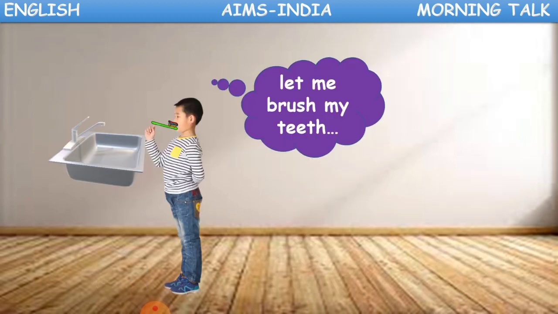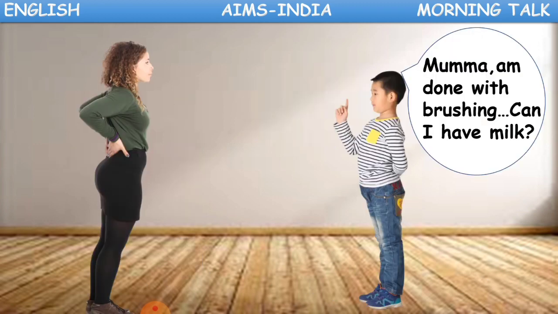Now it's time to brush the teeth. James is thinking inside that he has to brush his teeth. Let me brush my teeth. Now he completed his brushing and he came to his mother. What is he asking? Mama, I am done with brushing. Can I have milk? Because after brushing, normally you drink milk.